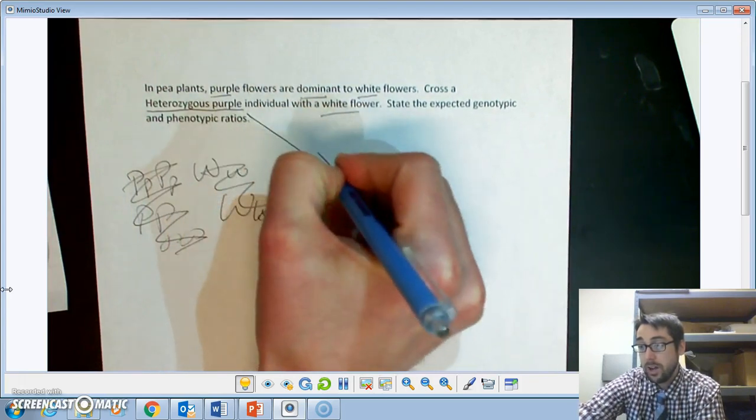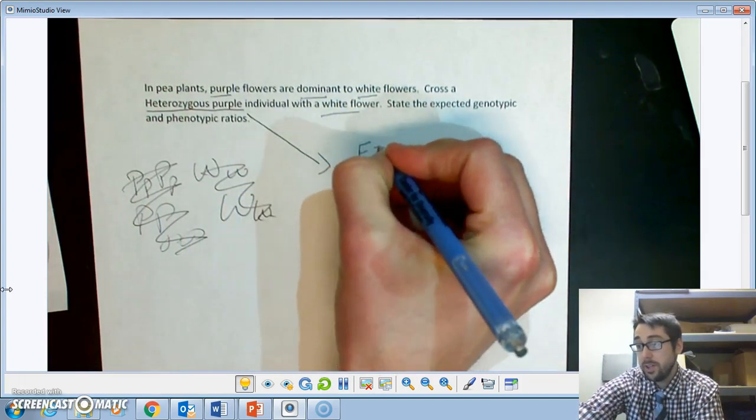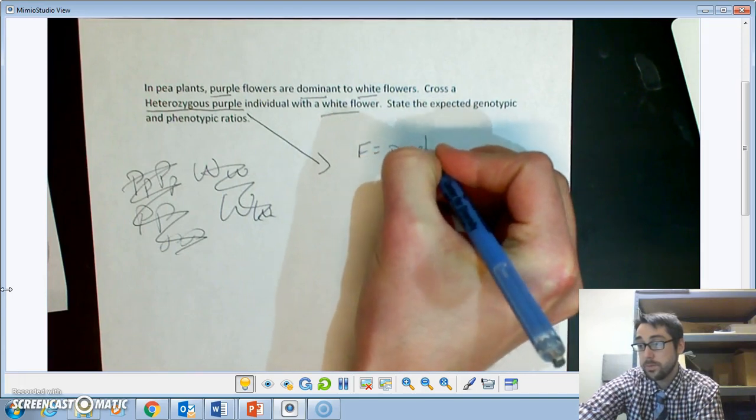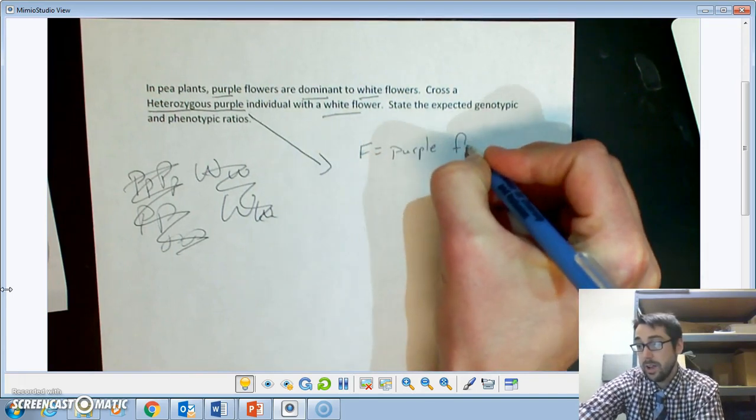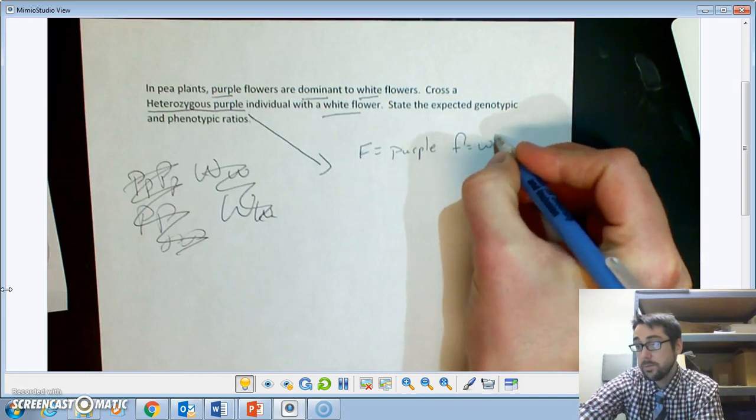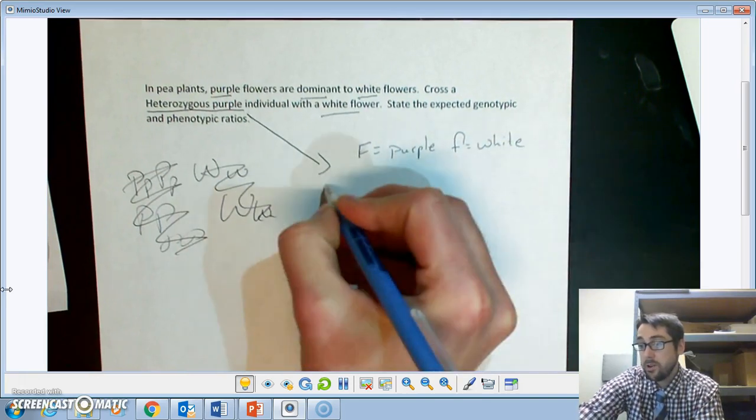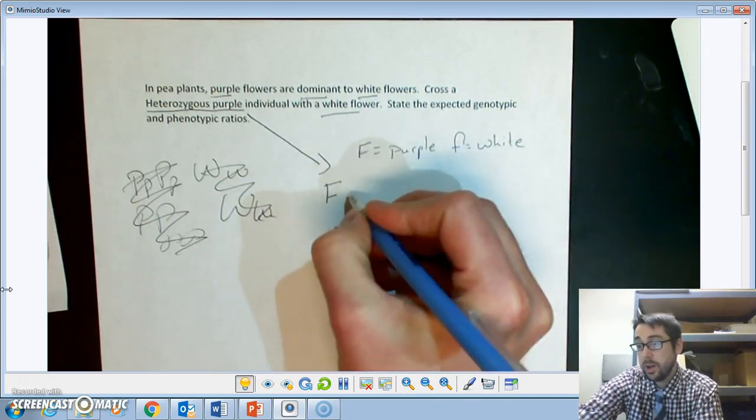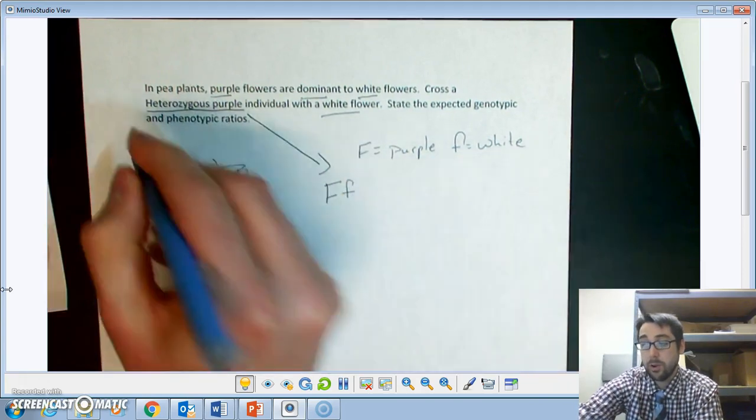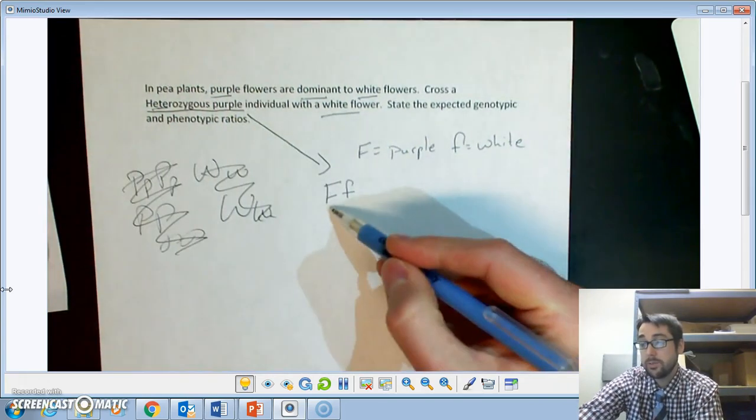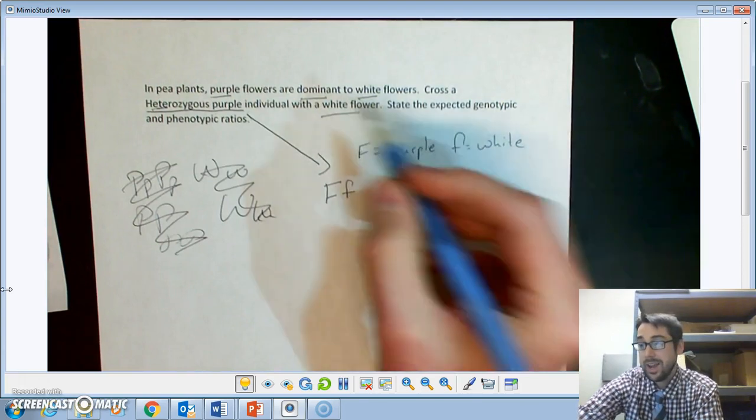So for a heterozygous individual, if F equals purple, and I always like to make a key, and little f equals white, then a heterozygous person, so parent 1, has one of each. Remember, hetero means different, so we have 2 different alleles, and a white flower.